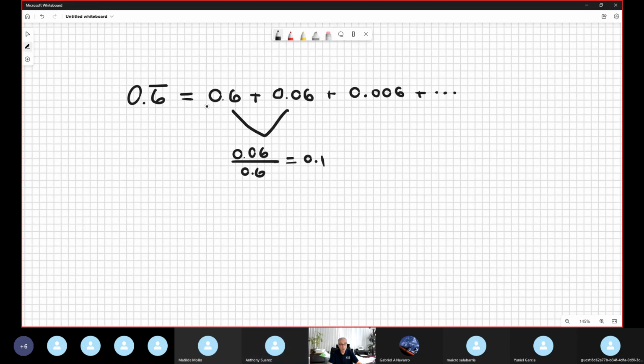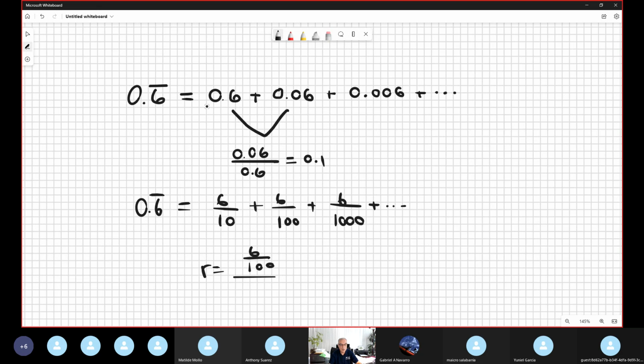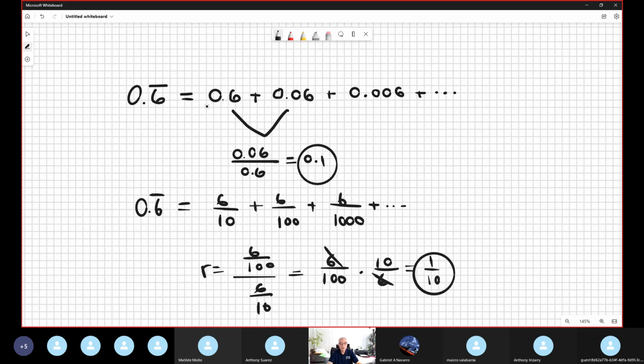Okay, suppose to see more clearly, I don't know if you see in fraction. This is 6/10. This is 6/100. Clear? More clear? This is 6/1000 also. And the common ratio is 6/100 divided by 6/10. It's 6/100 times 10/6. 6 is cancelled, and this is 1/10. Same answer as this. Yes or no? Do you see?